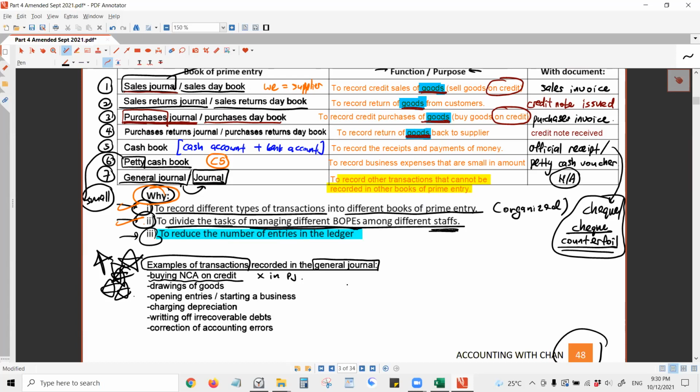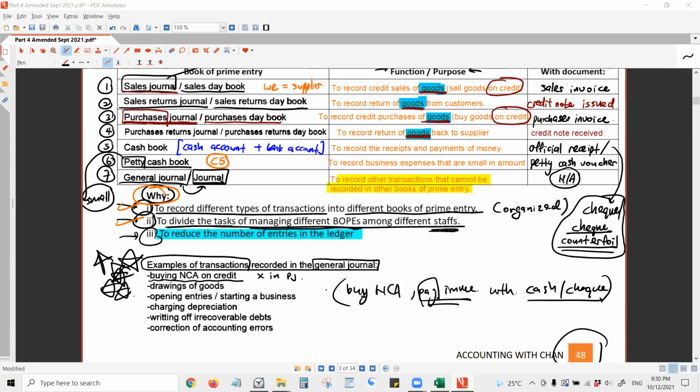Can anybody tell me if you buy NCA and you pay immediately with either cash or cheque, which book of prime entry do you use? If you buy NCA and then you pay immediately with cash or cheque, which book of prime entry would you use? Okay, everybody, you can try. Choose from the 7 books of prime entry. I buy NCA and I pay immediately with either cash or cheque. Where do you think I will record into? Which book of prime entry?